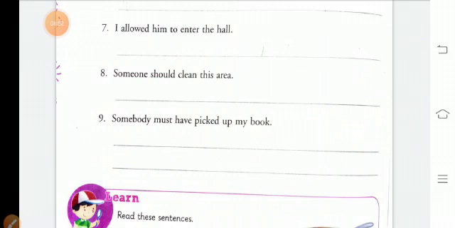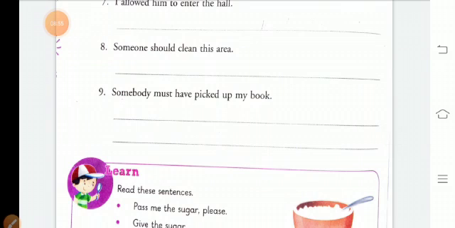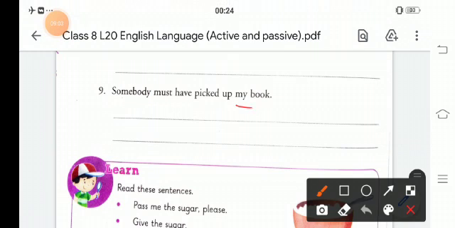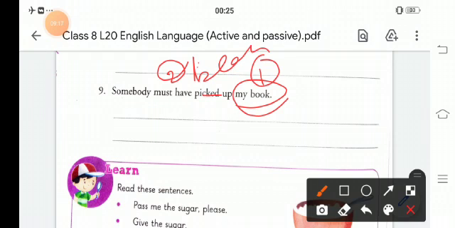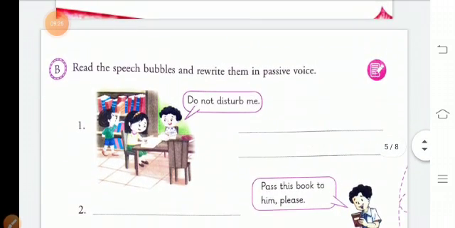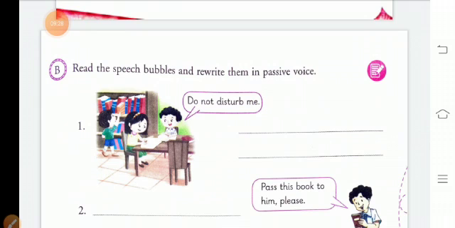Now ninth one is somebody must have picked up my book. My book must have been picked by somebody. Now in the section B, exercise B, we have to read these speech bubbles and rewrite them in passive voice.